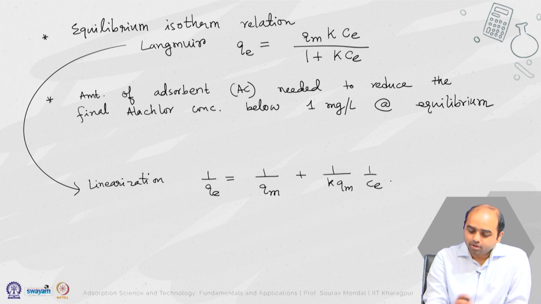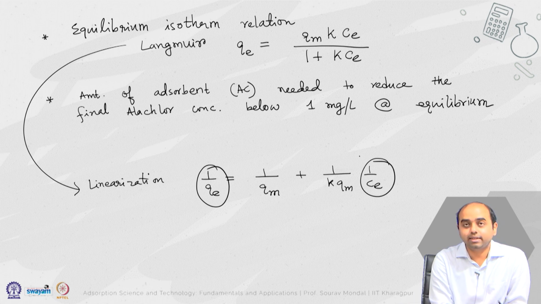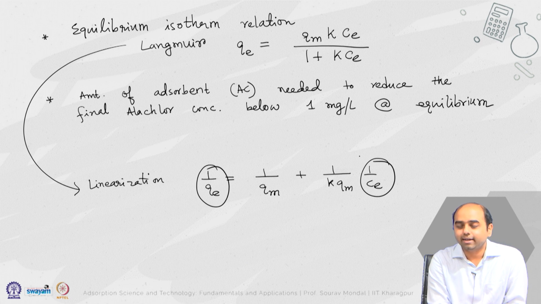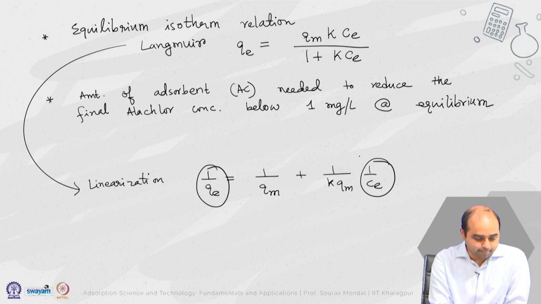So, we have to do a regression of 1 by Qe with 1 by Ce, and the slope will give us 1 by K into Qm, and the intercept would give us the constant 1 by Qm, right. This value of Qe would be obtained in terms of milligrams of Alachlor per gram of the carbon, and the unit of K would be the inverse of the concentration, liter per milligram.